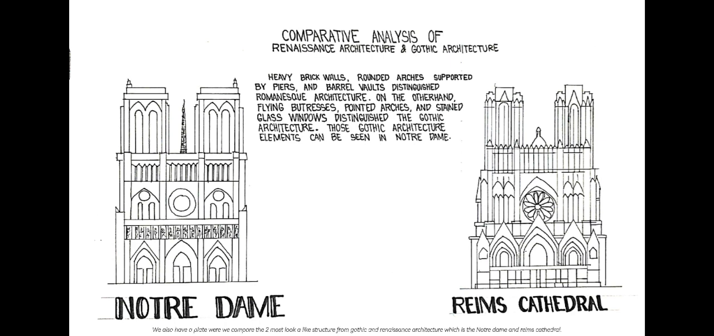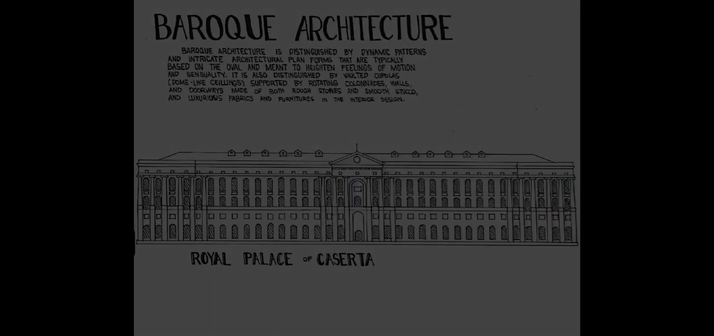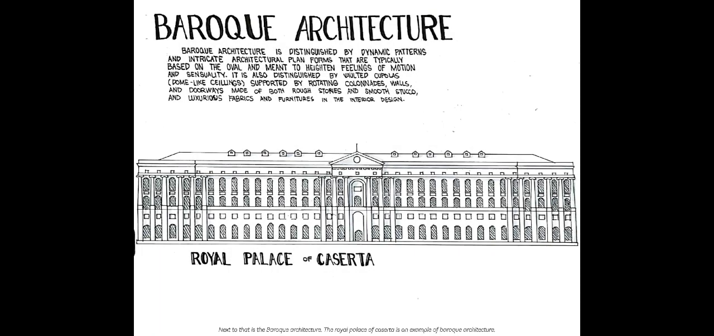We also have a plate where we compare the two most look-alike structures from Gothic and Renaissance architecture, which is the Notre Dame and Reims Cathedral. Next to that is the Baroque architecture. The Royal Palace of Caserta is an example of Baroque architecture.